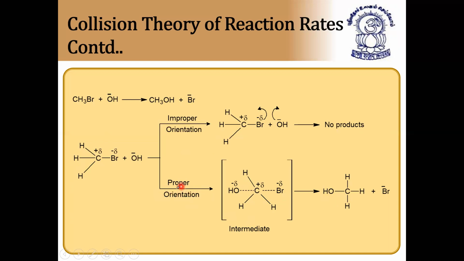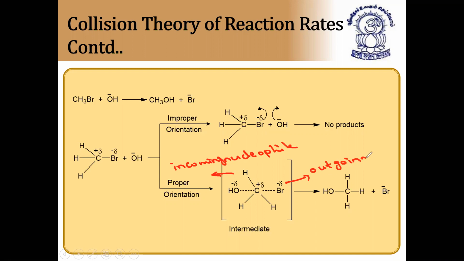In proper orientation, you can see here, OH minus is the incoming nucleophile. Br minus is the outgoing nucleophile. I write here incoming nucleophile. Nucleophile means negatively charged species, as you already know. So this is called incoming nucleophile, and this is called outgoing nucleophile.